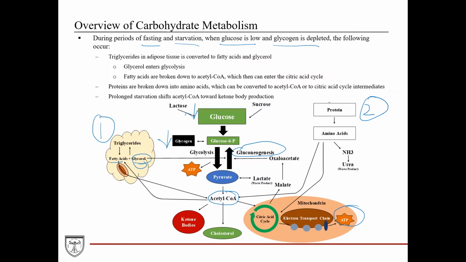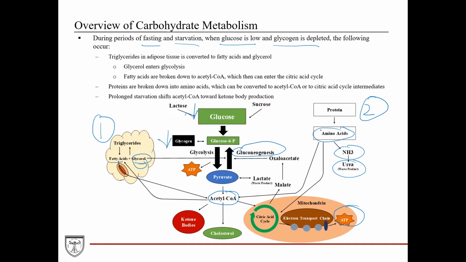So proteins, you don't like to break these down as much because they're such a critical component of so many different structures in the body. But if it gets to that point of significant fasting, proteins can be broken down into amino acids. Amino acids themselves can be metabolized to produce acetyl-CoA, which then again can enter the citric acid cycle, electron transport chain, and produce ATP. And that produces a byproduct of ammonia, which is then used in urea production, which is a waste product.